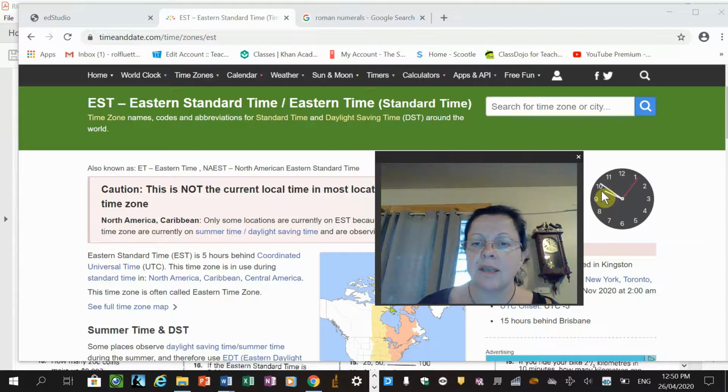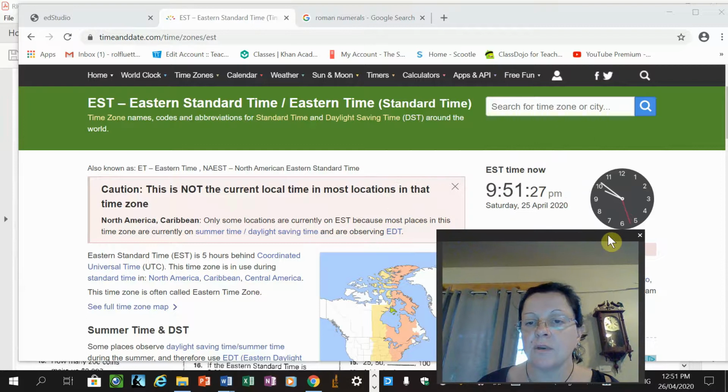So that's our hour hand first, and then we count round our minutes. So we would have started it from 12 coming round. So 5, 10, 15, 20, 25, 30, 35, 40, 45, 50, and now it's just gone past 50 and it's on to 51. So there's our time there.